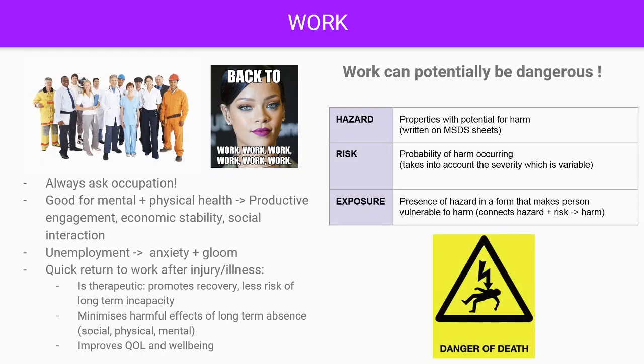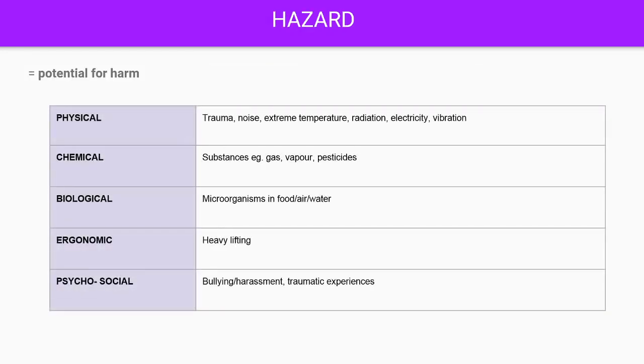This is just what I wrote before. The hazard is the one on the mDEA sheets, and then the risk takes into account the severity. There are lots of different types of hazards, which is a potential for harm. I'll just go through them all. I don't go through ergonomics, so that's things like heavy lifting, and psychosocial, I think Darren goes through that later. So physical.